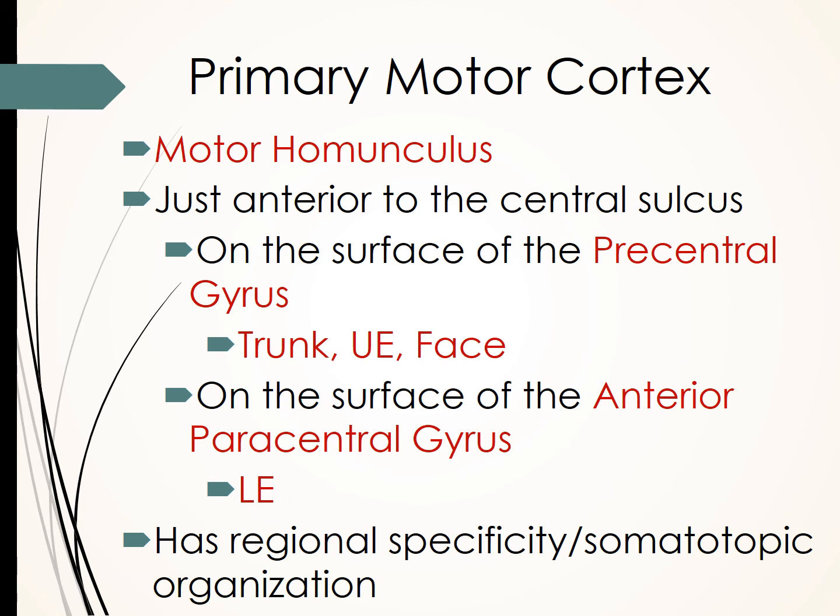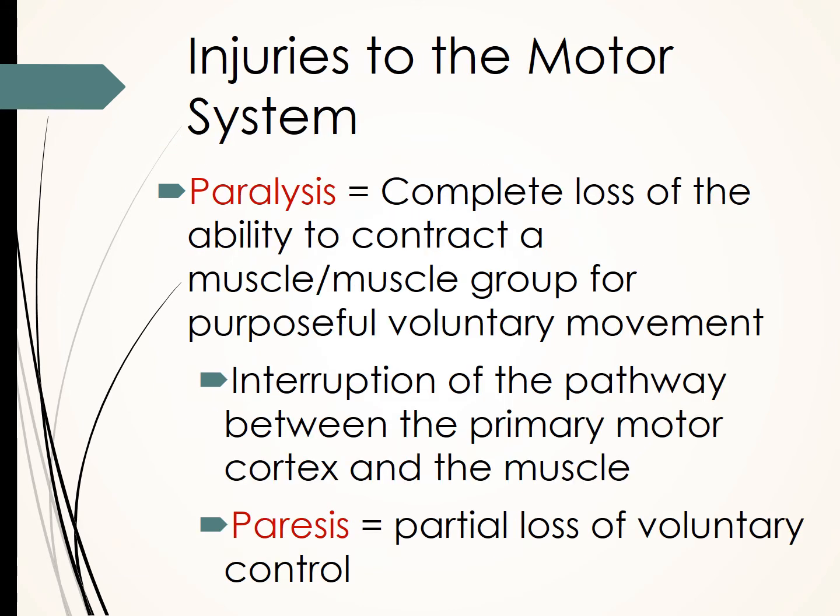The primary motor cortex sits just anterior to the central sulcus on the precentral gyrus for representation of the trunk, upper extremity, and face, and on the anterior paracentral gyrus for the lower extremity. Just like the primary somatosensory cortex, there is somatotopic organization.